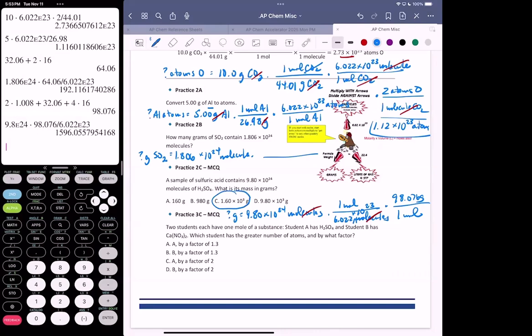And finally, in this section, practice 3C, another multiple choice question. Two students each have 1 mole of a substance. Student A has sulfuric acid and student B has calcium nitrate. Which student has the greater number of atoms and by what factor? I'll give you about a minute to ponder this one and then we'll go over it.